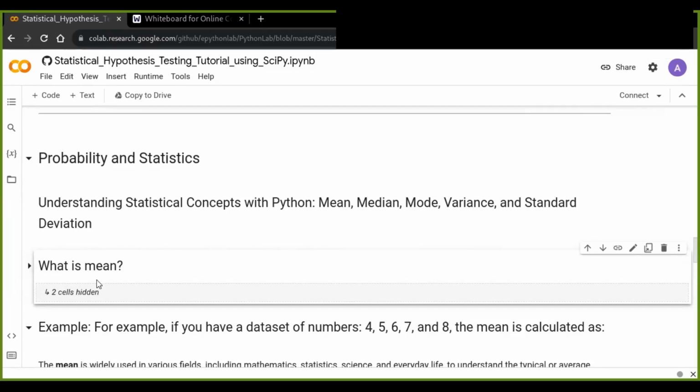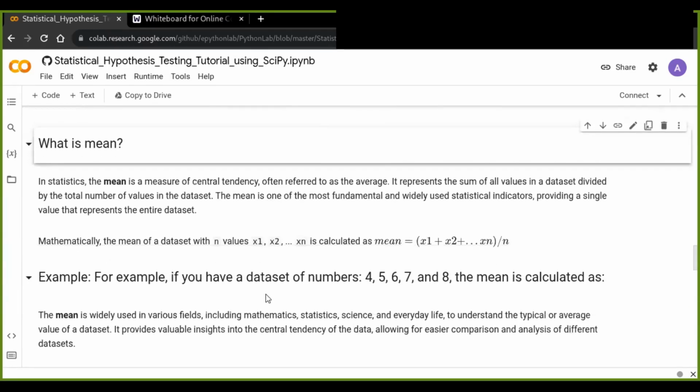What is mean? In statistics, the mean is a measure of central tendency, often referred to as the average of the dataset values. Mean represents the sum of all values in a dataset, divided by the total number of values in the dataset. The mean is one of the most fundamental and widely used statistical indicators, providing a single value that represents the entire dataset.